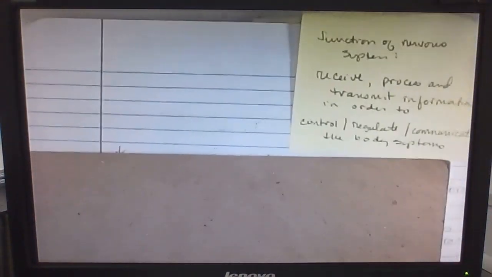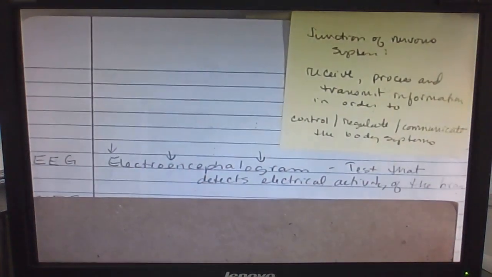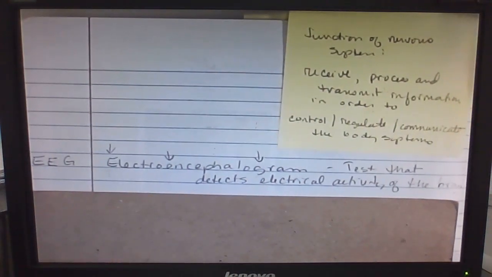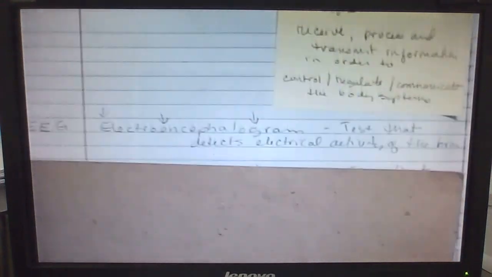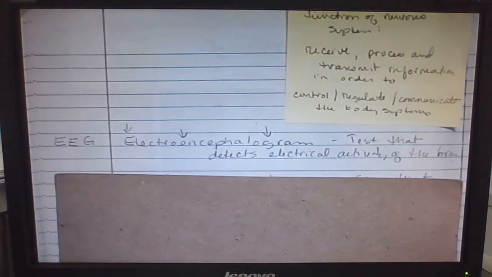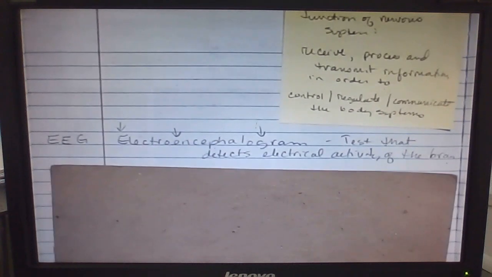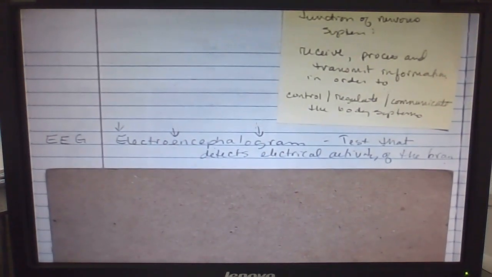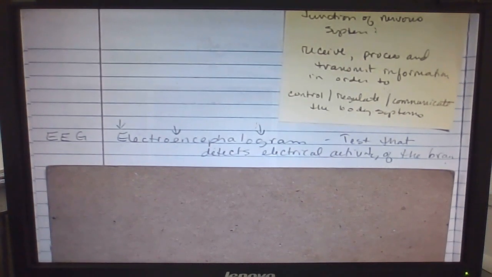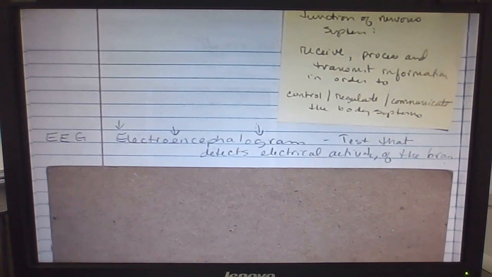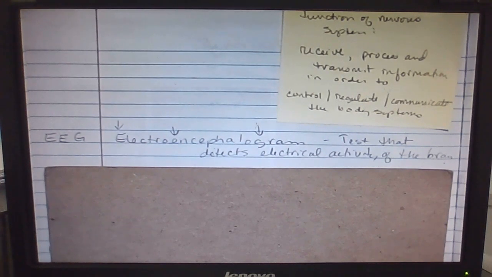All right, so just a few general terms. EEG. EEG is a test. It is an electroencephalogram, a test that detects electrical activity of the brain.